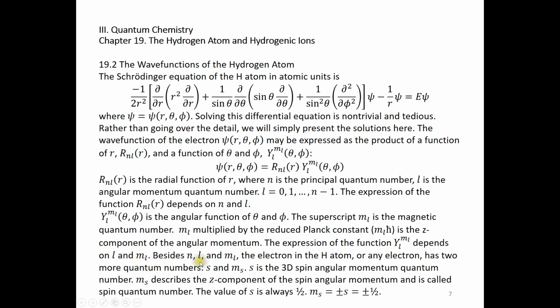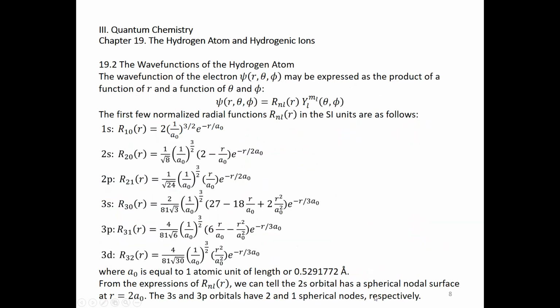Other than n, L, m sub L, the electron in the hydrogen atom, or any electron, has two more quantum numbers, s and m sub s. S is the three-dimensional spin angular momentum quantum number. M sub s denotes the z component of the spin angular momentum, or it's called spin quantum number. The value of s is always 1/2. The value of m sub s can be plus or minus 1/2.